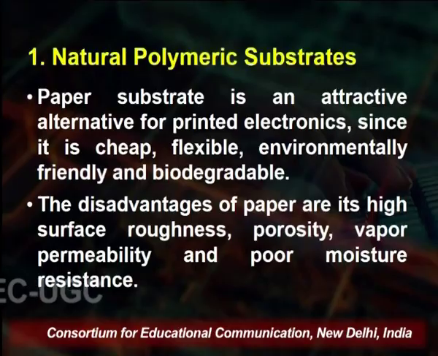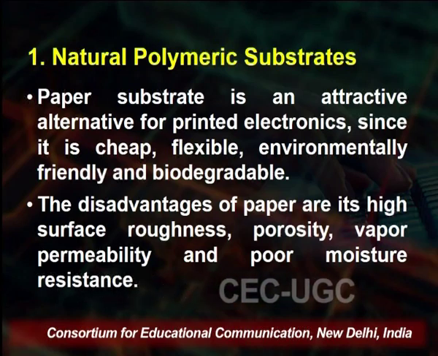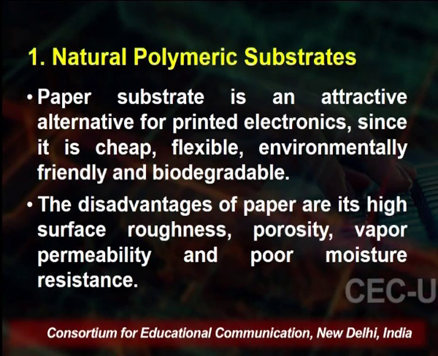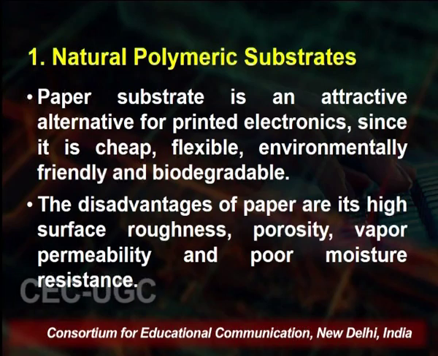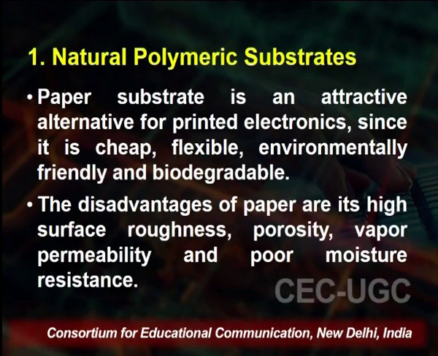First is the natural polymer substrate. This type of natural polymer, like a paper substrate, is an attractive alternative for the printing electronics, and it is cheap, flexible, environmentally friendly and biodegradable. Nowadays most of the sensors are prepared by using the paper substrate. So the electronic gadget we will print on this paper and that can be used further.